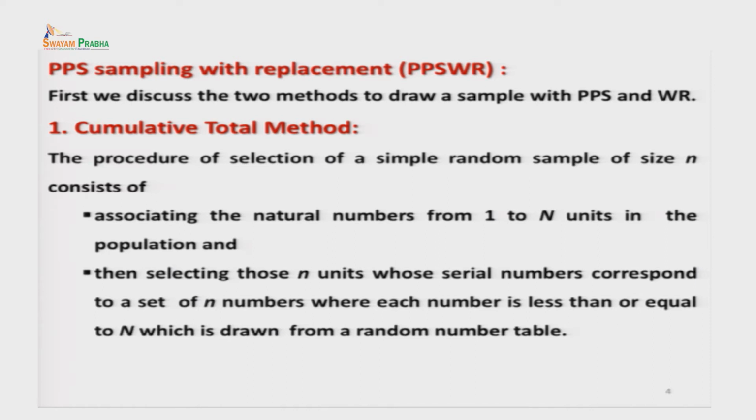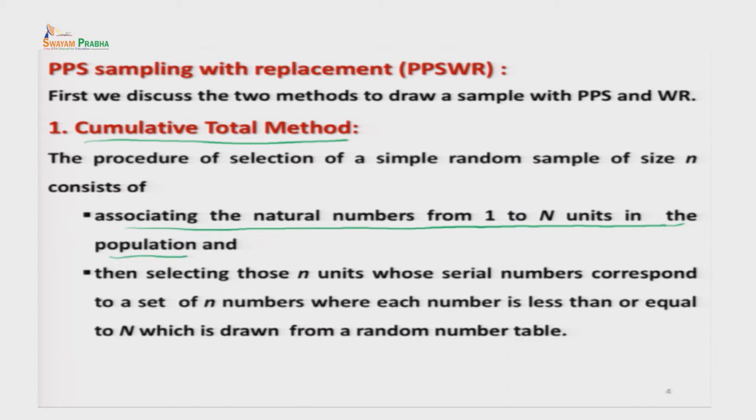So, in the case of the cumulative total method, which is used to draw the samples by PPSWR, we have to collect a sample of size n. Right. Then this procedure consists of associating the natural numbers 1 to capital N to the units in the population. That means, whatever the units are, you assign them numbers 1, 2, 3, 4 up to, say, capital N. If there are 100 units, you assign the numbers 1, 2, 3, 4 up to 100, and if there are 500 units, you assign the numbers 1, 2, 3, 4 up to 500.